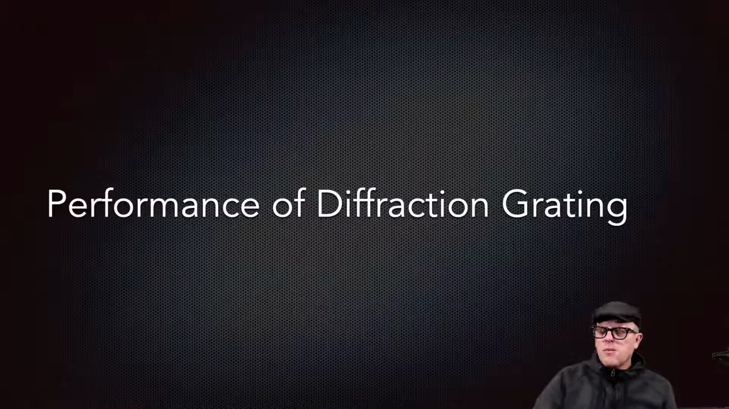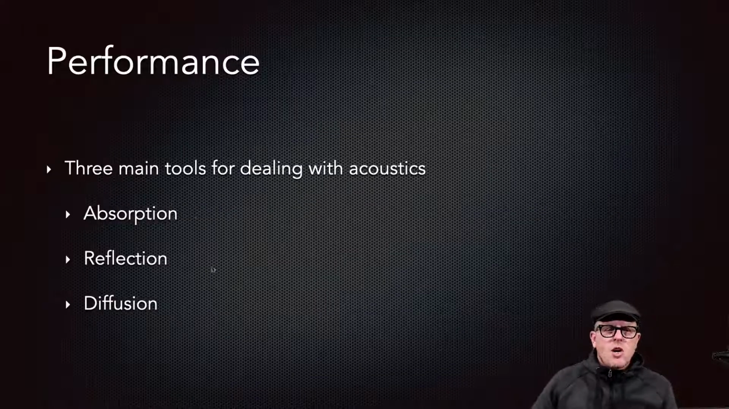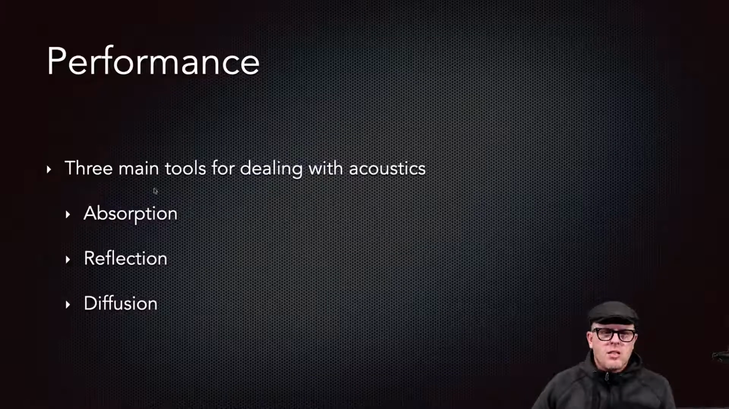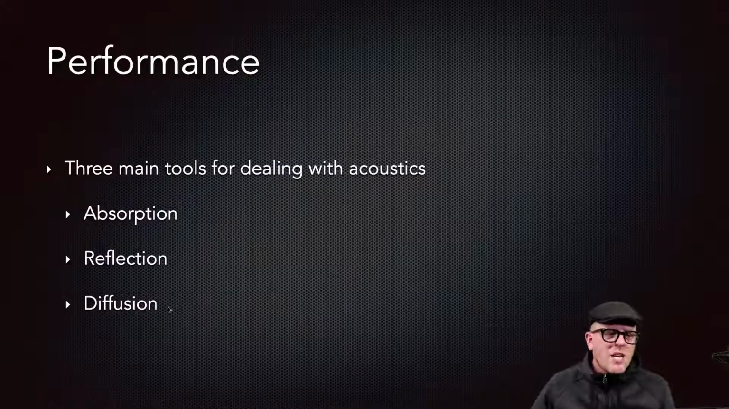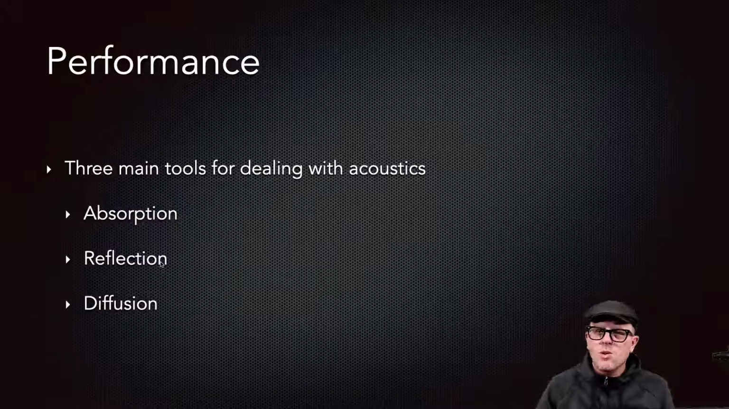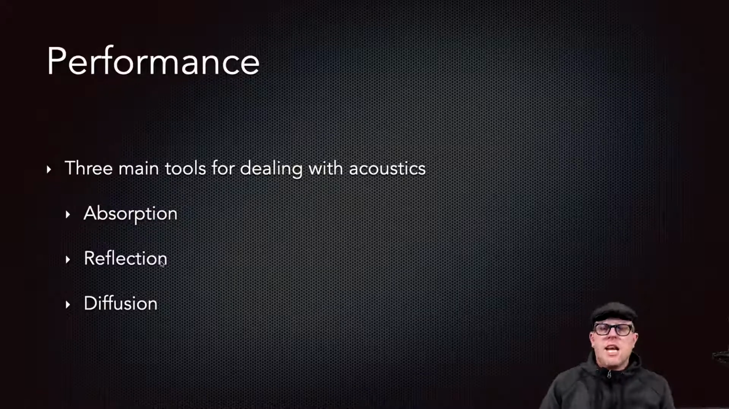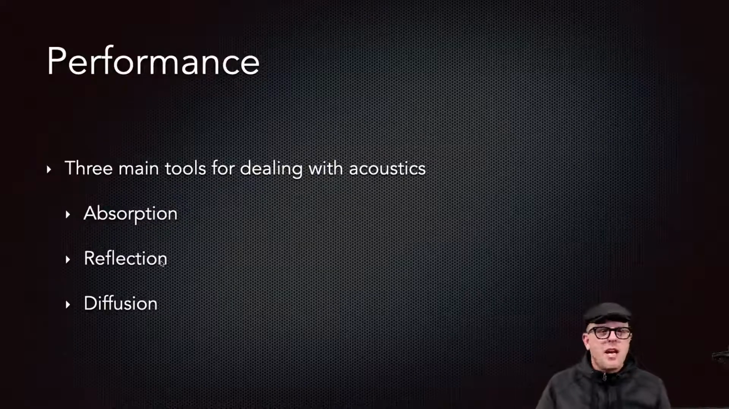So, okay, let's talk about the performance of these things. We have three main tools for dealing with acoustics. The book says that we have absorption, reflection, and diffusion. The way I say it, it's diffusion and absorption. Those are your main tools. You can use reflection, and that is part of your acoustic tools. We will look at some of that here maybe in a little bit.